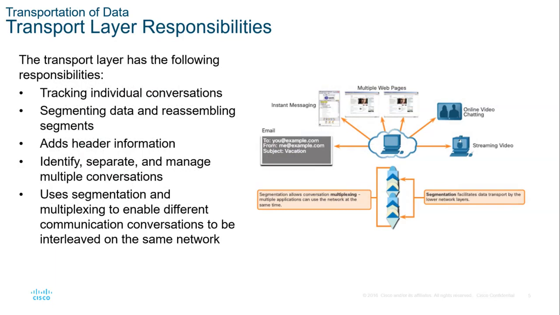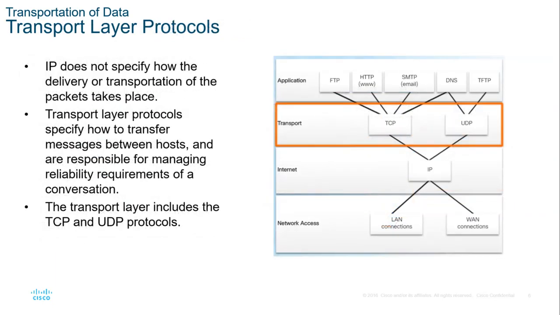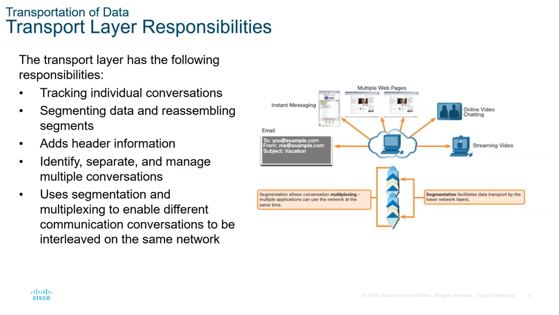So the transport layer has the following responsibilities. It is responsible for tracking individual conversations. That's the reason why if you are chatting, for example, on Facebook, you can't accidentally find yourself chatting on Gmail.